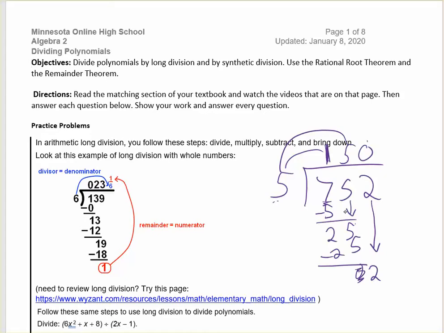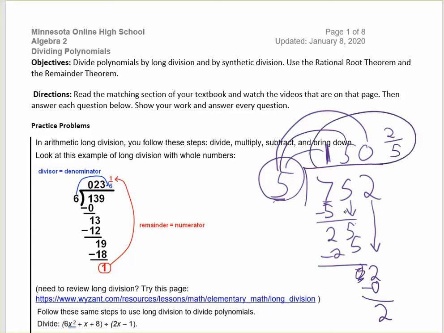And then I guess we multiply back, but 0 times 5 is 0, and then we subtract. 2 minus 0 is 2. That 2 is a remainder. So we have 150, remainder 2, but we don't write remainder 2. We did when you were very first learning this. But after a while, you said, okay, that 2 will go over the number that we are dividing by, and that is the 5. So our total answer would be 150 and 2/5.